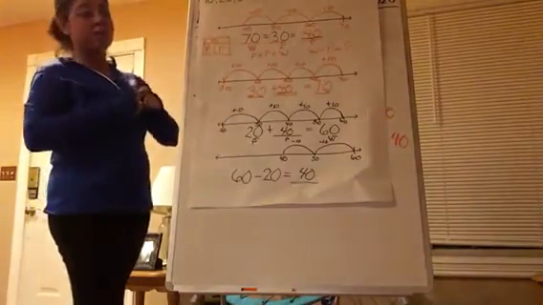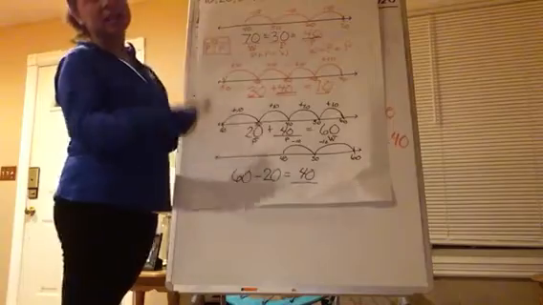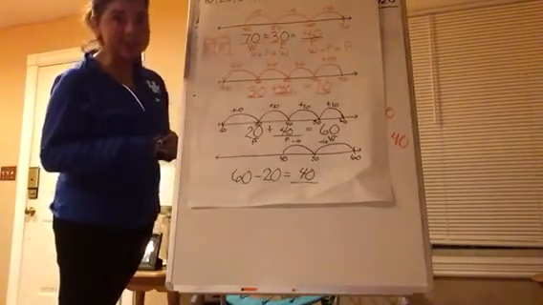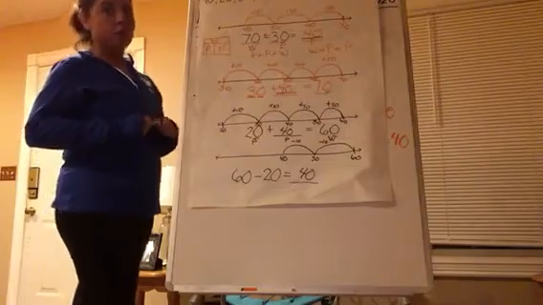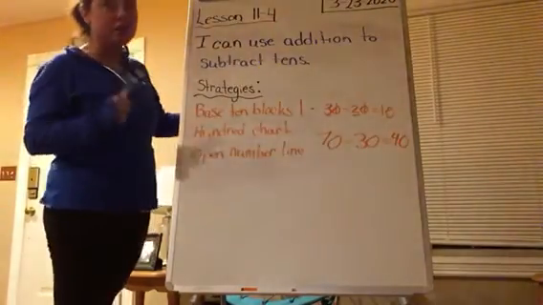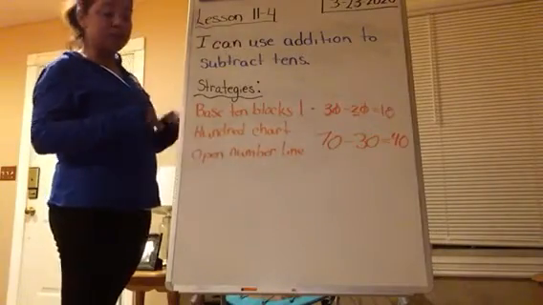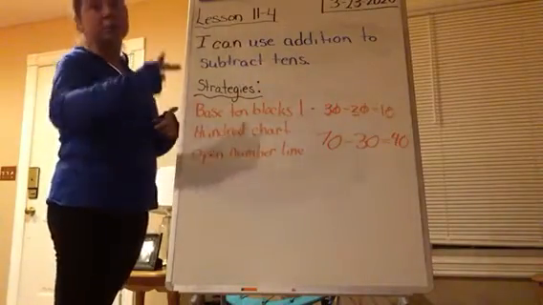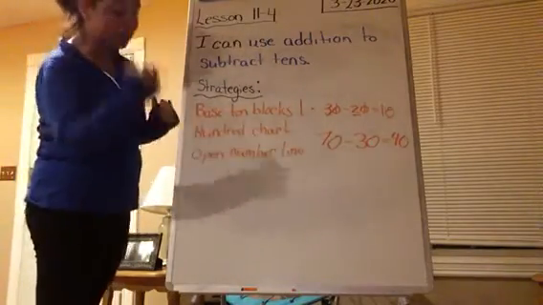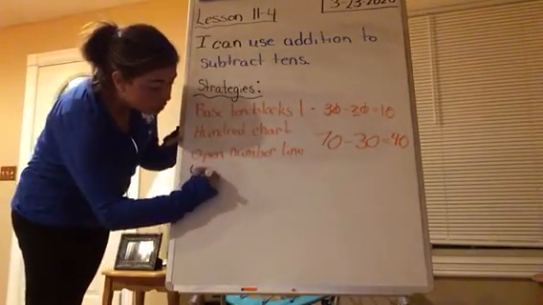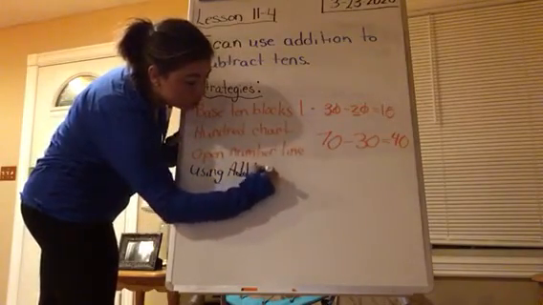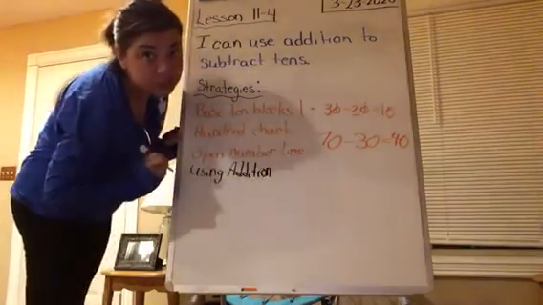Awesome. Now, this is how we use addition to solve subtraction by subtracting tens. Now, be practicing these strategies. Use the strategy that best works for you. It may be open number line. It may be a 100 chart. It may be using base 10 blocks, or it may be using addition. So use the strategy that works best for you.